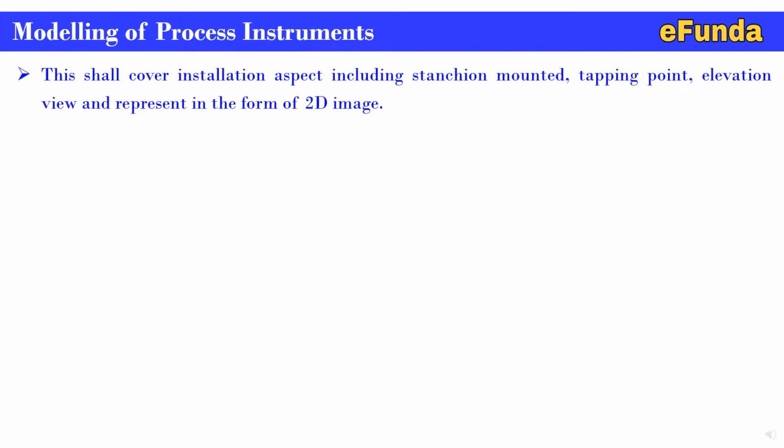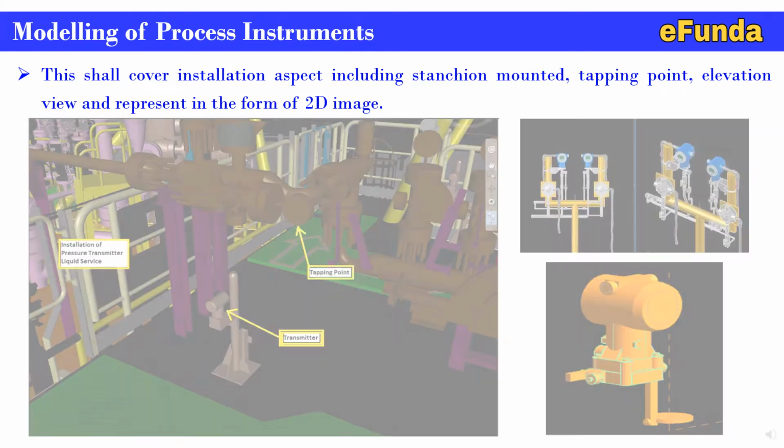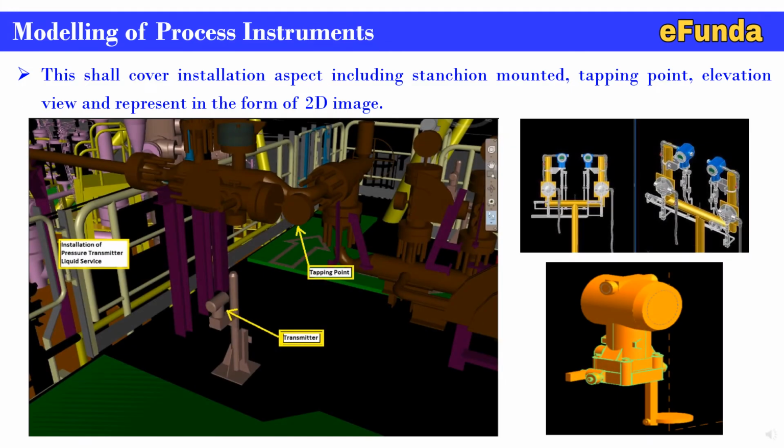Modeling of process instrument. This shall cover installation aspects, one can see in the pictures, including stanchion mounted, tapping point, elevation view and represented in the form of 2D image.